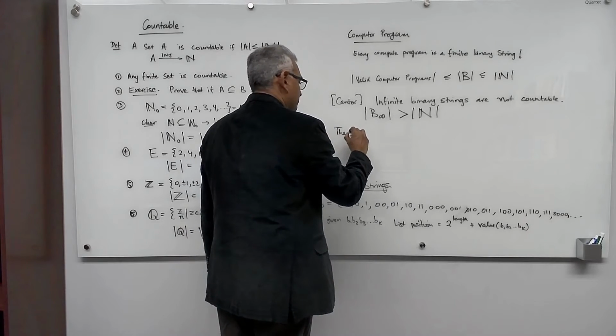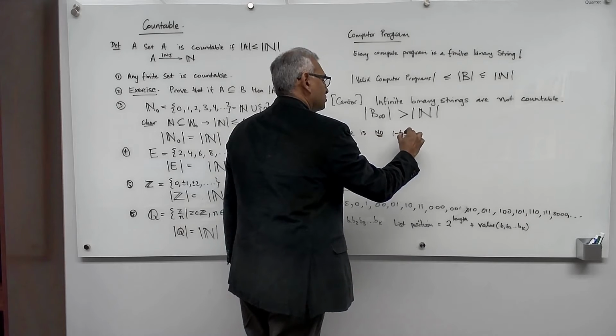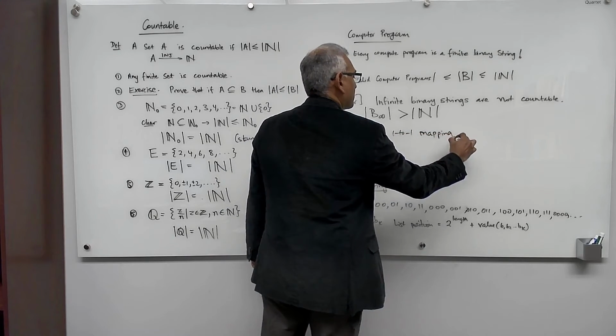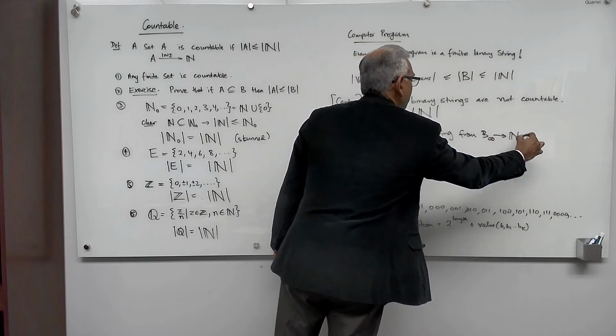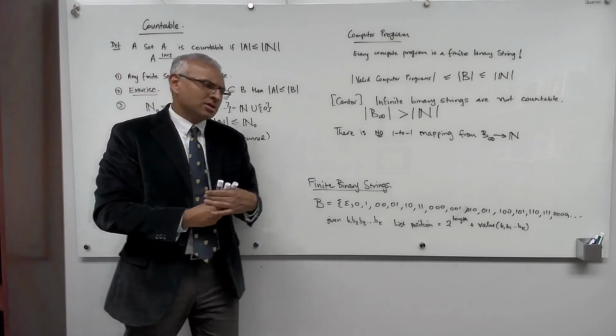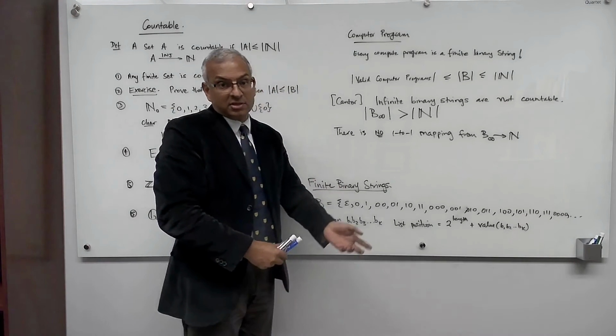There is no one-to-one mapping from B infinity to the natural numbers. Okay. That's what makes it hard to show. That's why he struggled so much in order to find a set that he could prove is not countable.